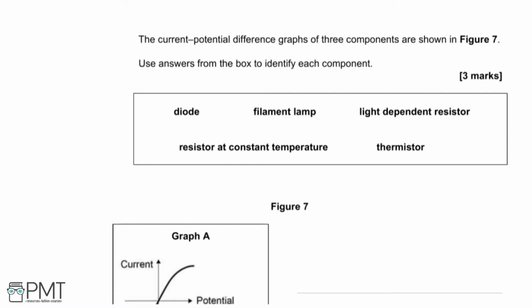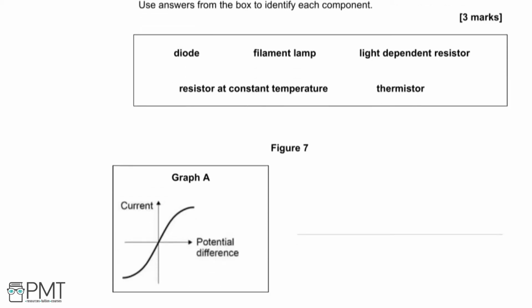The current potential difference graphs of 3 components are shown in figure 7. Use answers from the box to identify each component. From graph A, we can see that this component starts off being an ohmic component, as current starts off being directly proportional to potential difference. But as the potential difference increases further, we can see that the gradient changes.